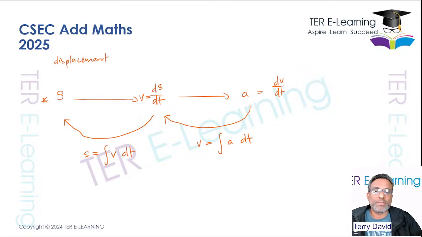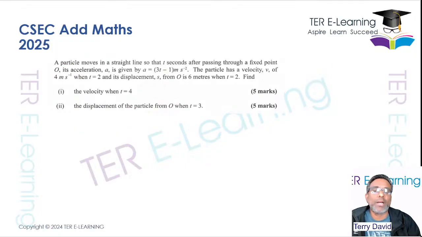All right. I know I've seen a lot of questions in the chat, but there's a lot to look at, right? So let's have a look at this question here. A particle moves in a straight line so that t seconds after passing through a fixed point O, the acceleration is given by that formula here. The particle has a velocity of 4 meters per second when t is equal to 2, and its displacement from O is 6 meters when t is equal to 2.